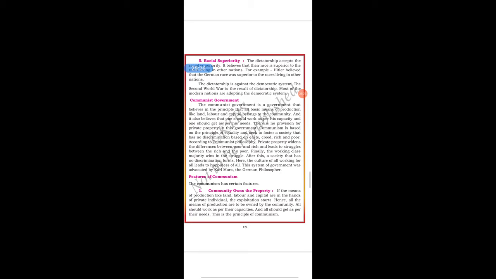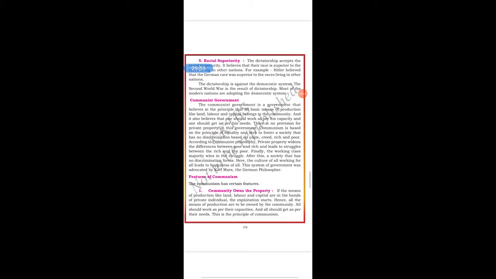So the dictatorship is against the democratic system. If we compare what I just told you about democratic government and dictatorial government, students, you can understand what the differences are. There are many differences. Because of this form of government, the Second World War was the result of dictatorship. Most of the modern nations are adopting the democratic system because of this.